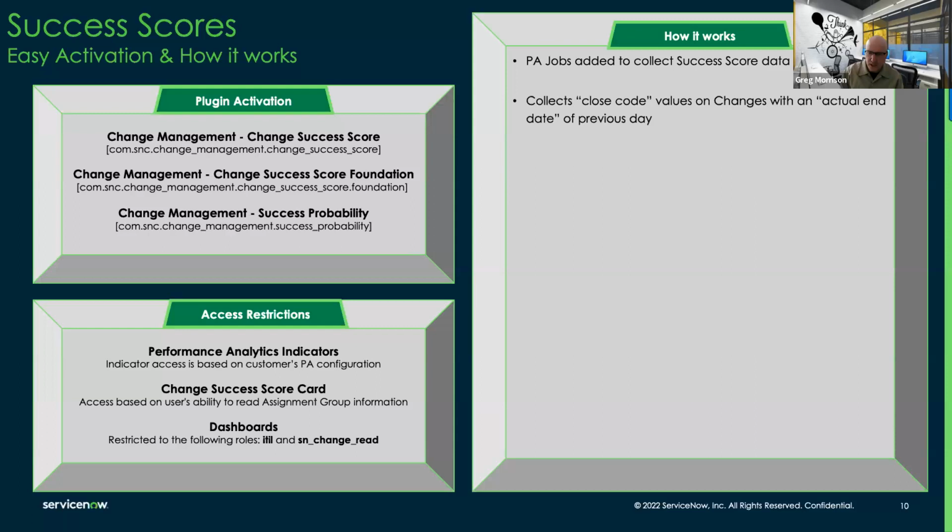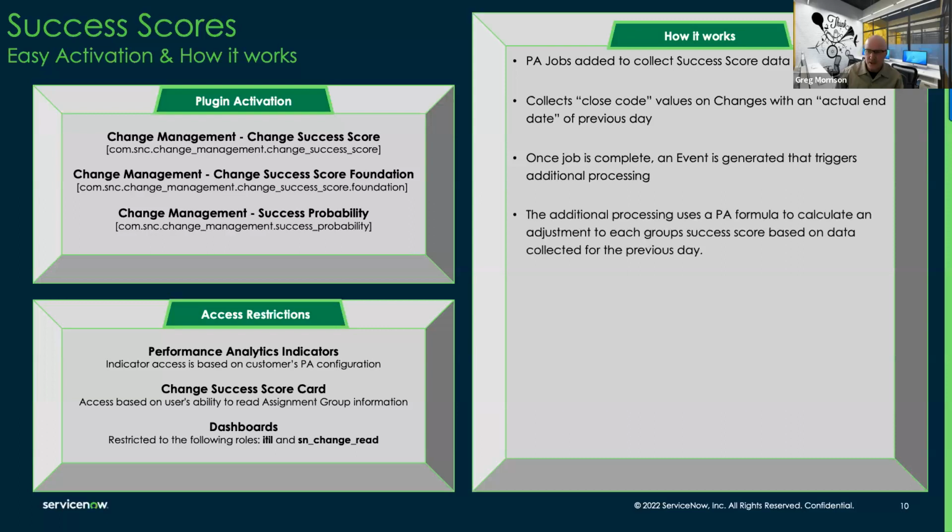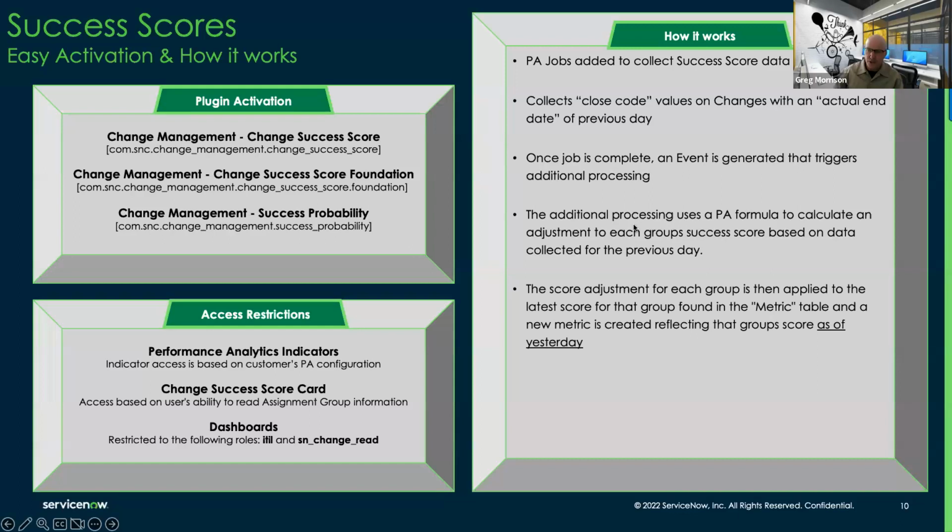And then, were there any change related incidents associated with that particular change? Once that job is complete, an event gets fired that triggers additional processing. This additional processing uses a PA formula to calculate the adjustment needed to each group's success score based on the data collected from the previous day. So when you're looking at change success score, you're looking at the previous day's score or a score over a period of time, because it's incrementing and decrementing based on your change activity. The score adjustment for each group is then applied to the latest score for that group, found in the metric table, and a new metric is created reflecting that group's score as of yesterday.